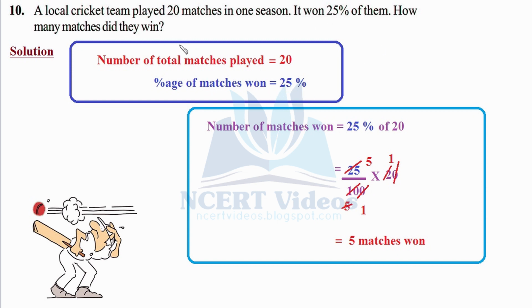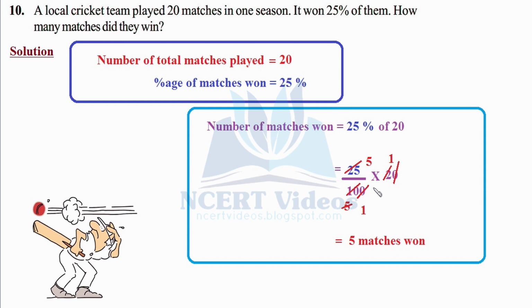Now we have to find the real number. We are given a percentage, and we have to find the real number. So the number of matches won will be 25% of what? 20. Now this is statement form. In mathematical form, you know very well how to write it. 25%. Per means division, cent means 100, of means multiplication, 20.